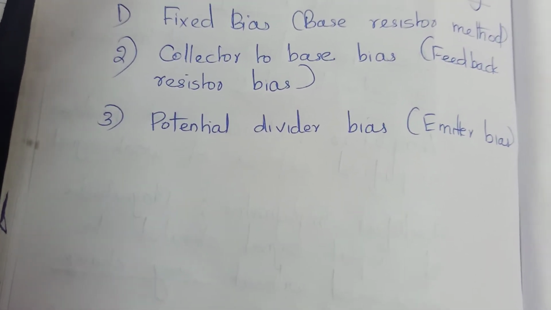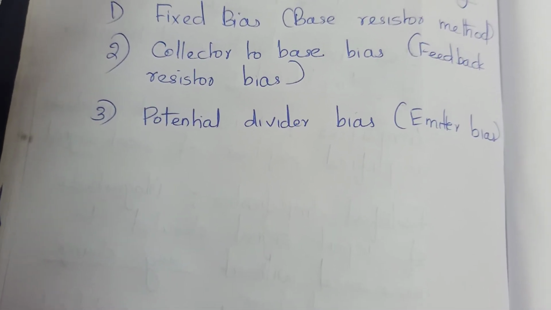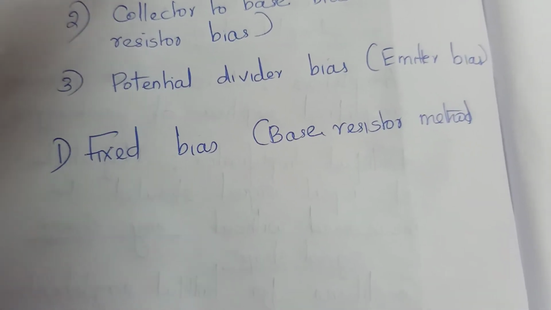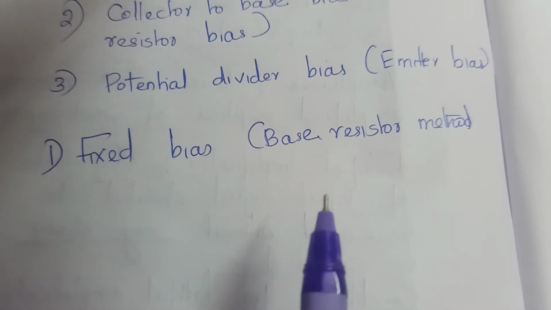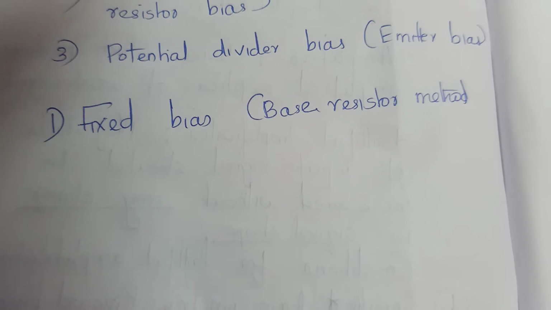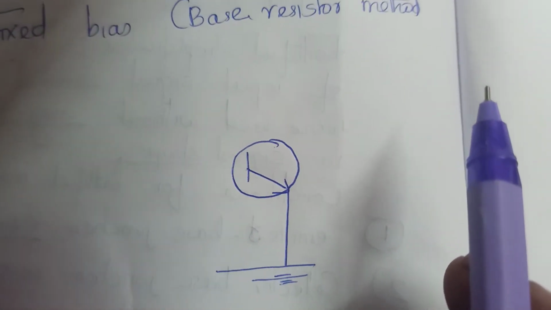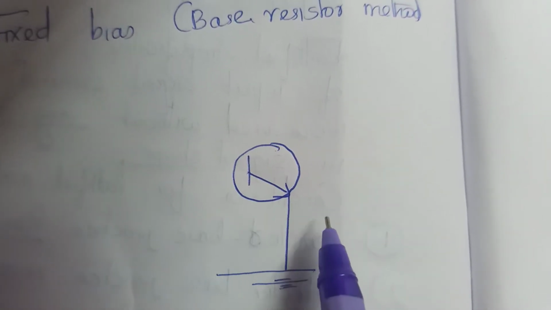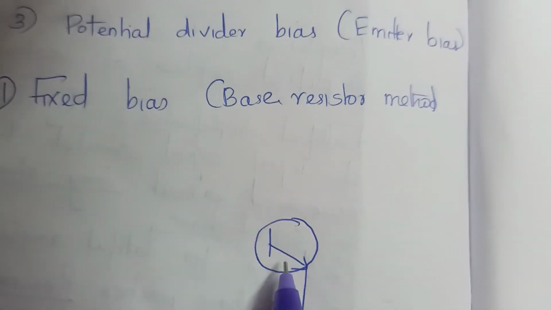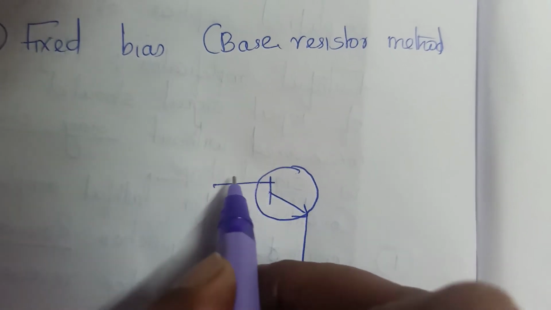To obtain a suitable operating point, we use some circuits, and these circuits are termed biasing circuits. In the fixed bias method, a high resistance RB is connected between the base and the positive end of the supply. Consider a common emitter transistor configuration. Here, the emitter is grounded and input is given to the base of the transistor. A high resistance is connected to the base.